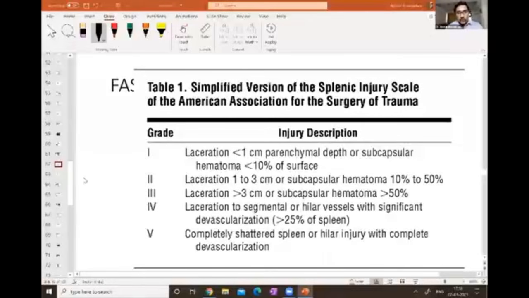So you should know the grades of splenic trauma. These are important for the exam. I only want you to remember the grades of splenic trauma, not the other organs.